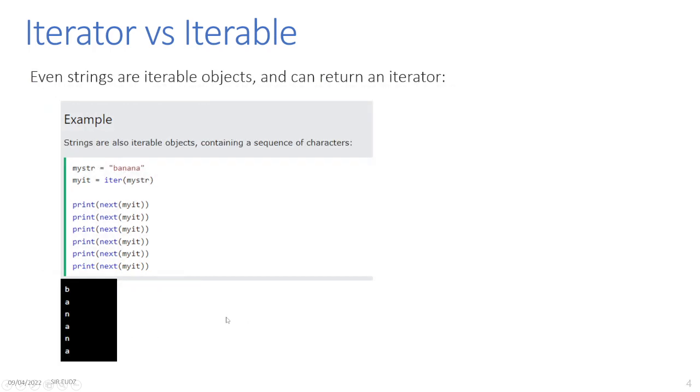Even strings are iterable objects and can return an iterator. So strings are also iterable. Here we have my string equals banana, my iterator equals iter of my string. So we can print next, and then it will print B, A, N, A, N, A, for banana.